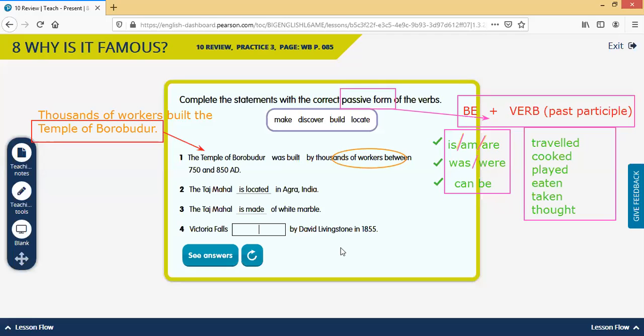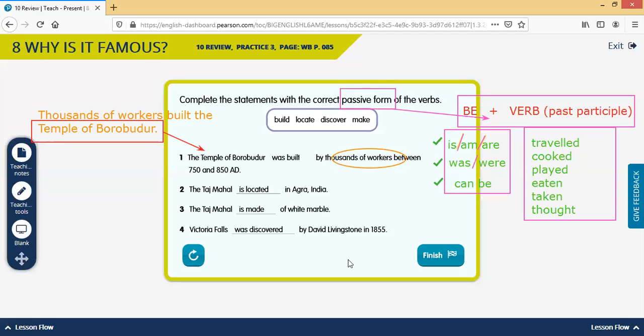Okay, so we're talking now in number 4 about the Victoria Falls. Now, the Victoria Falls, okay, and we have by David Livingstone in 1855. So we are talking about the discovery. That's why we're going to say Victoria Falls was discovered by David Livingstone in 1855.